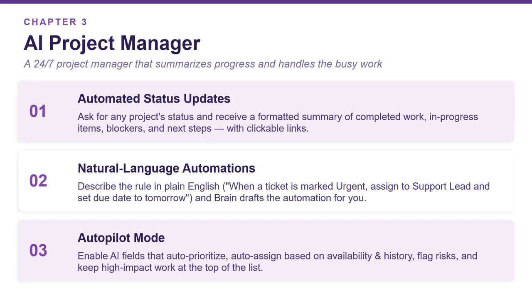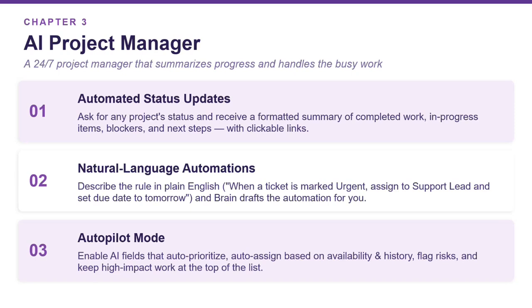Chapter 3 is the AI Project Manager. Think of it as a project manager that works 24/7. The first big feature is automated status updates. You can ask the status of any project and get a clean summary. What's done, what's in progress, what's blocked, and what the next steps are. It even includes clickable links so you can jump straight to the tasks or documents.